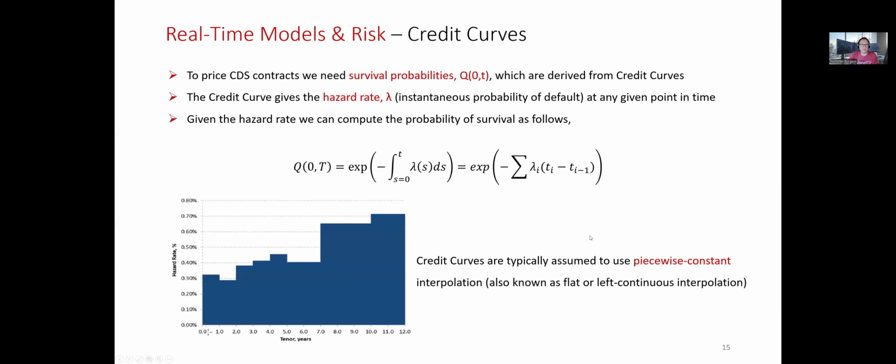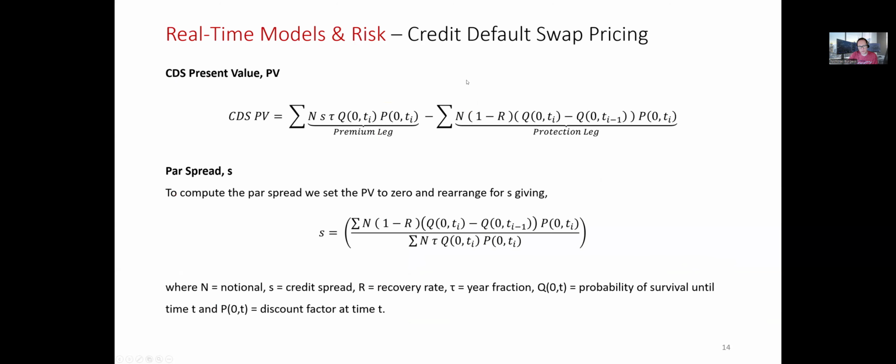Right, on to the next slide. When we want to build a credit curve, it is a curve to price. Basically, a credit curve is a term structure of hazard rates, lambda. Now, to price CDS contracts, we need survival probabilities Q. We know discount factors from our interest rate models. So before you can price a CDS, firstly, you need an interest rate curve.